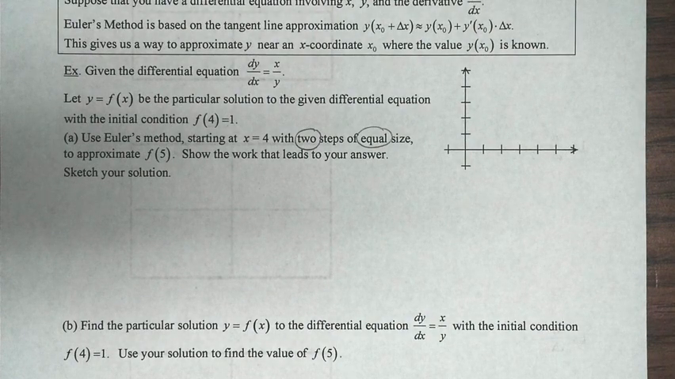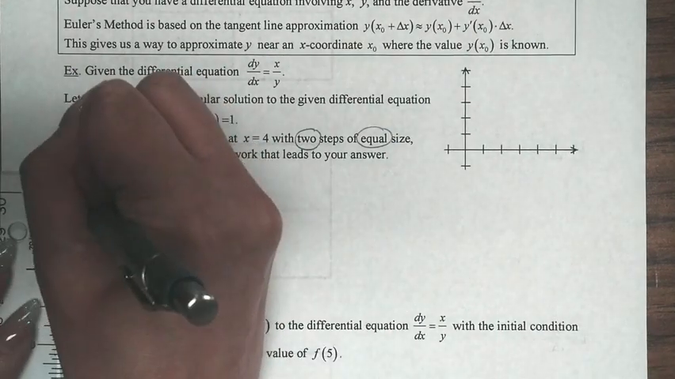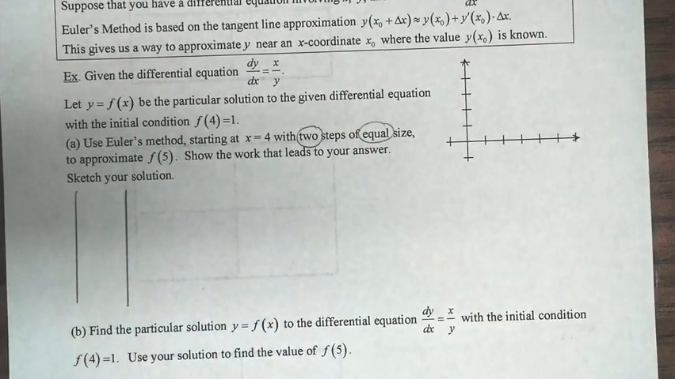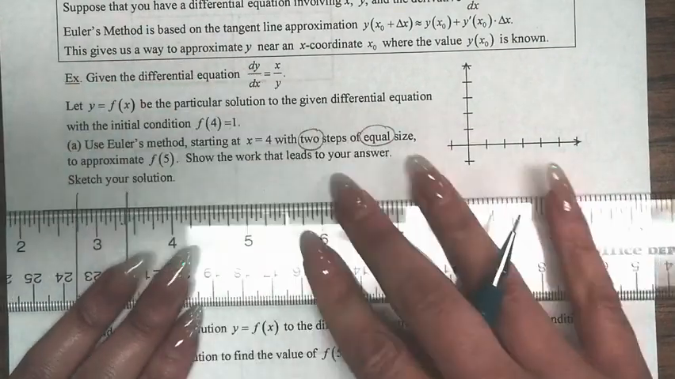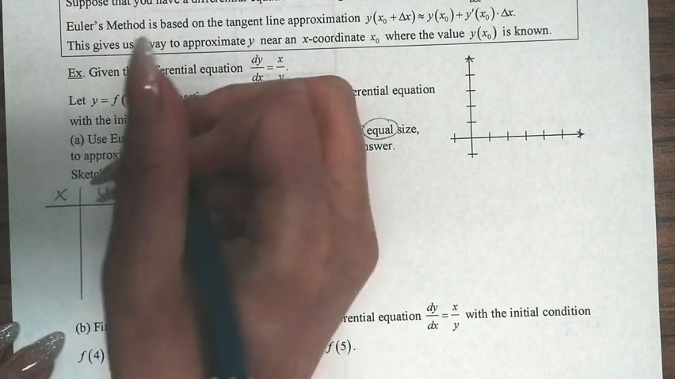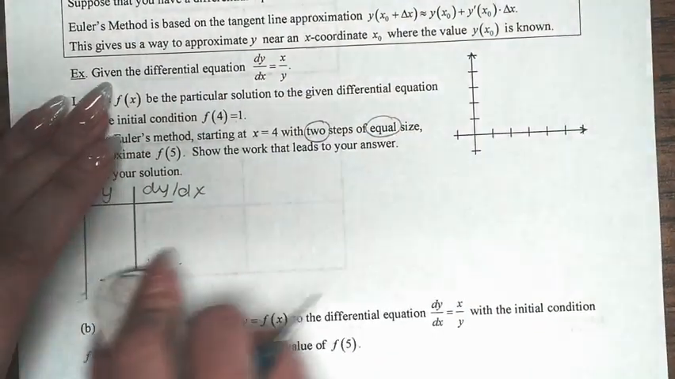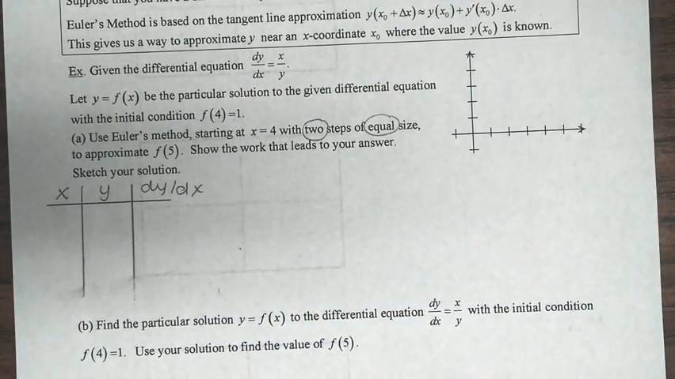So what's the deal here? The first thing that I highly recommend is to make a table. This table is going to help you keep everything organized and very tidy. It really helps. So x is going to be here, y is going to be here, and dy/dx is going to be over here. I made the table huge, so let me erase it a little bit.